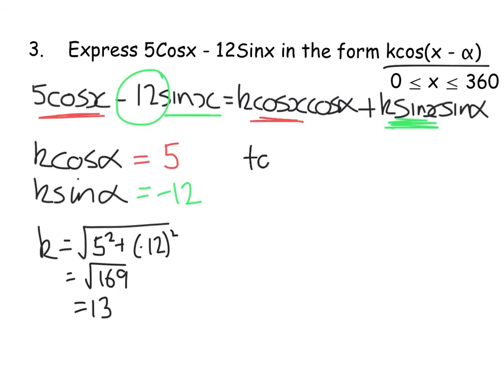Then we go do the tan. So this is where something's going to change. So remember, tan was sine over cos. So please make sure you get these the right way. So it's minus 12 over 5.